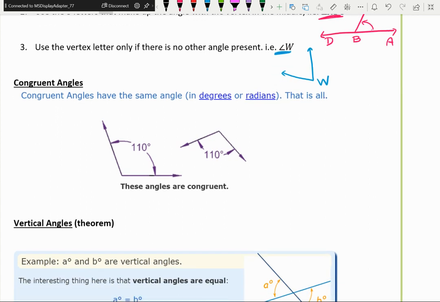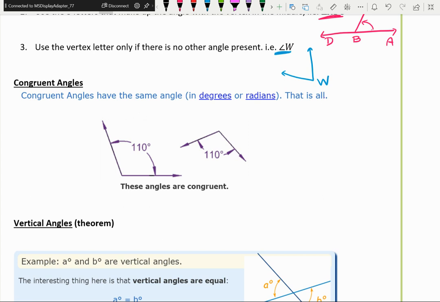Congruent angles. Congruent angles have the same measurement of angle. We are used to measuring angles in degrees, and that's what we've done in math up through math 2. Depending on what math class you go to next year, you will most likely be introduced to a way of measuring angles called radians. But for now, we just use degrees.